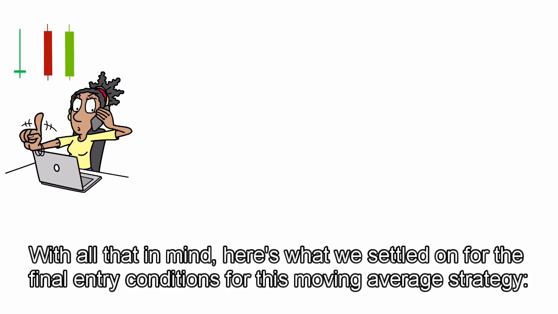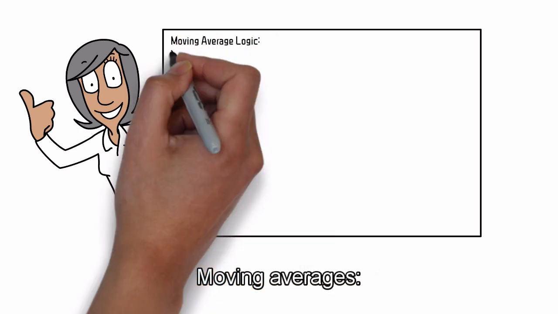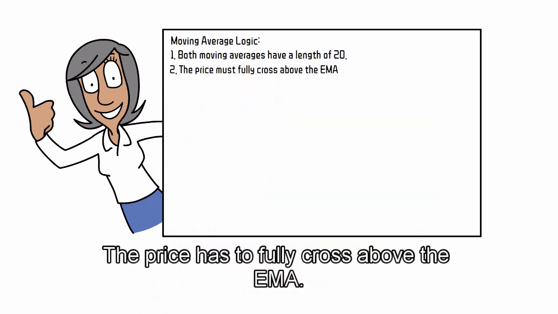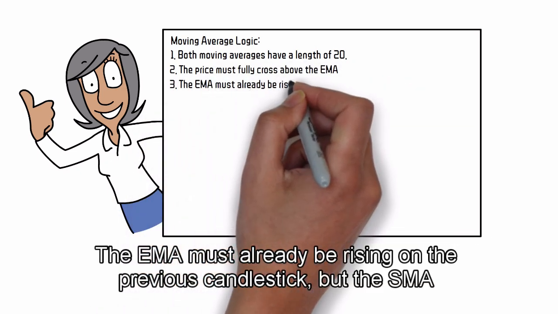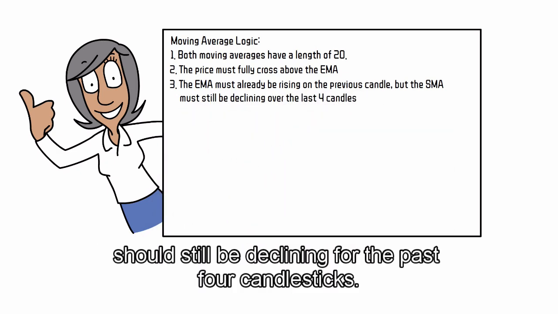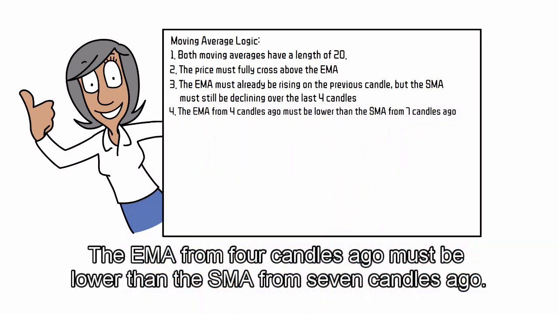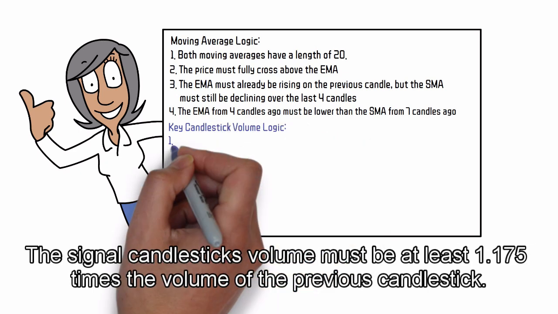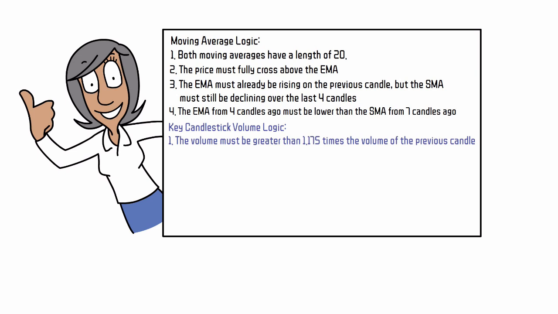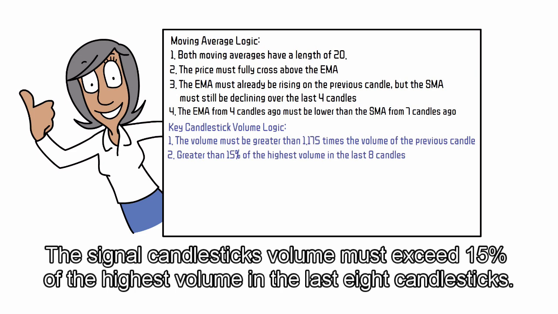With all that in mind, here's what we settled on for the final entry conditions for this moving average strategy. Moving averages: both EMAs and SMAs are 20 period. The price has to fully cross above the EMA. The EMA must already be rising on the previous candlestick, but the SMA should still be declining for the past 4 candlesticks. The EMA from 4 candles ago must be lower than the SMA from 7 candles ago. Volume: the signal candlestick's volume must be at least 1.175 times the volume of the previous candlestick. The signal candlestick's volume must exceed 15% of the highest volume in the last 8 candlesticks.